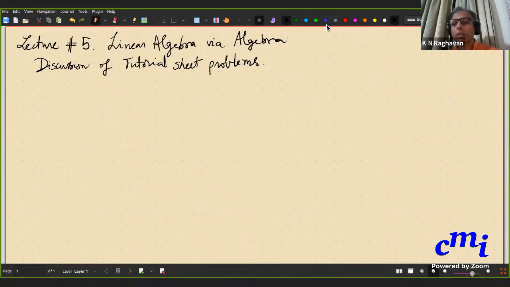So let me, since nobody seems to be forthcoming, set the ball rolling by describing the very first question on the very first tutorial sheet and asking your opinion of it. Okay, so here is the problem. Let A be an n by n matrix. Let me just see whether I used m by n or n by n. N by n matrix, with real entries.